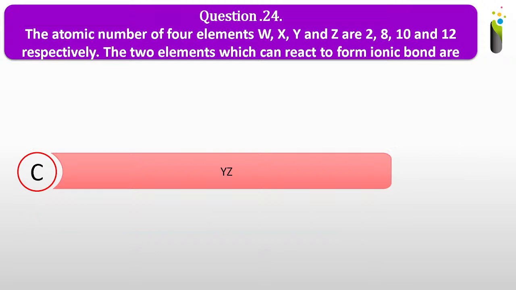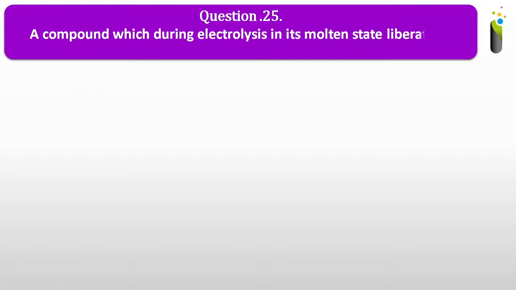So the answer for this question is C, YZ. So the two elements which can react to form the ionic bond will be YZ. Coming to the next question number 25. A compound which during electrolysis in its molten state liberates a reddish brown gas at the anode is dash.